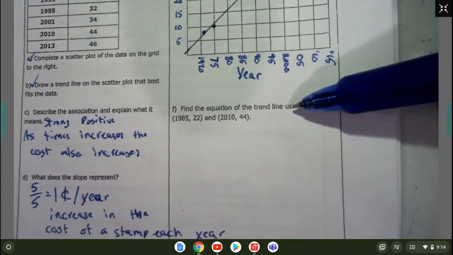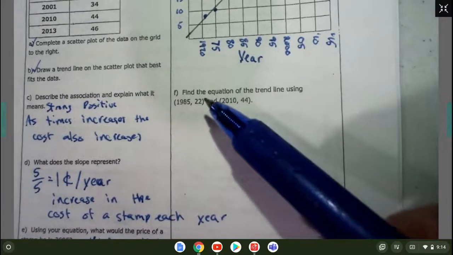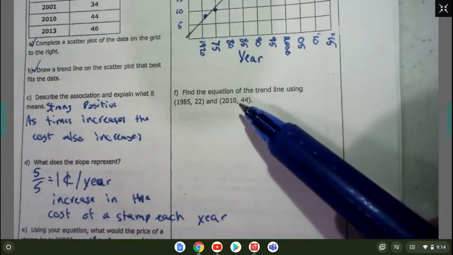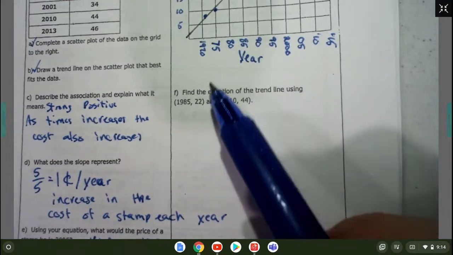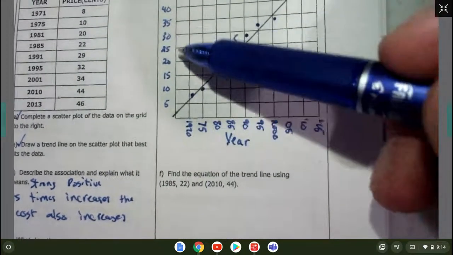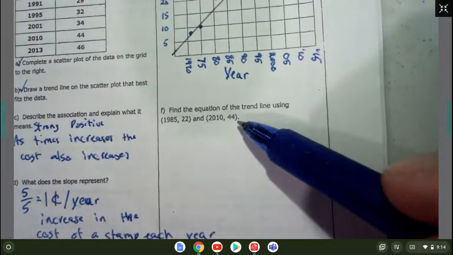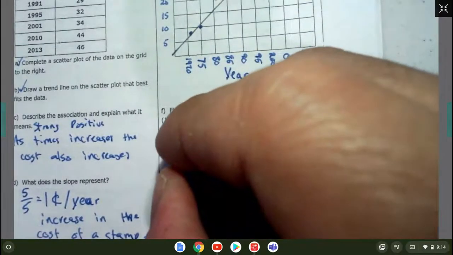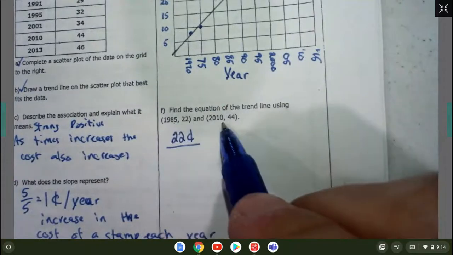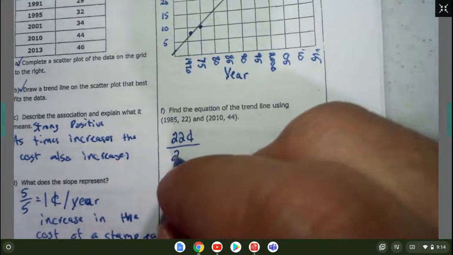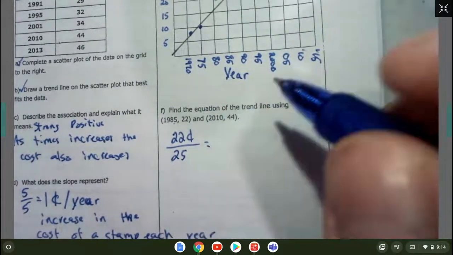Then it says find the equation of the trend line using 1985 and 22, and 2010 and 44. All right. So our rise, the up and down amount here, is the cost. So it went from 22 cents to 44 cents. So our rise is 22 cents. And the amount of years here that takes, well, that's 15 and 10 more. That makes 25 years. Hey, that's pretty close.